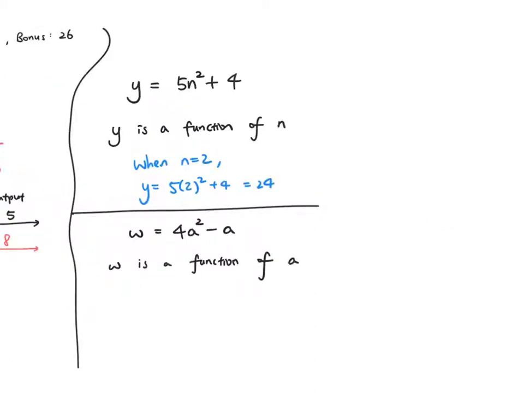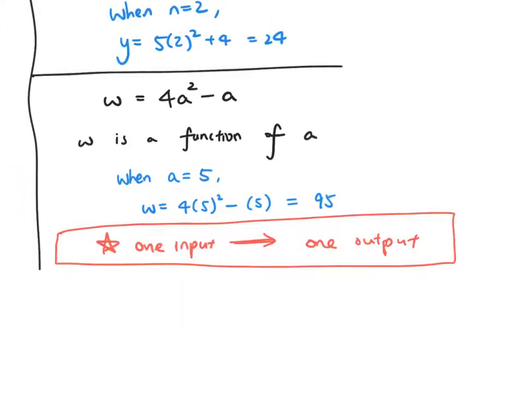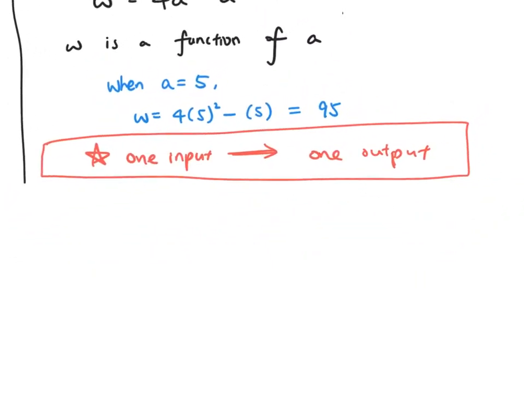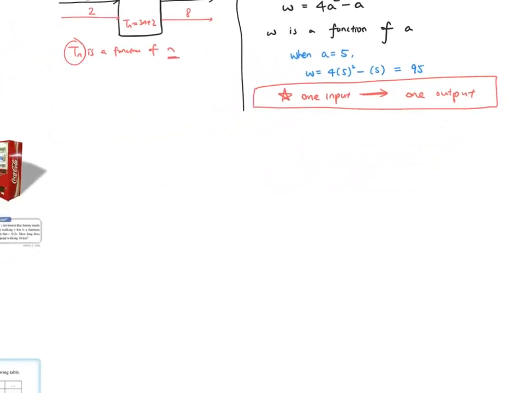Another example may be like w equals to 4a squared minus a. Then we can also say w is a function of a because when we input a certain value of a, then you get the value of w. For example, if I have the value of a as 5, then w has the value 95. So the key point for a function is that we have only one input, one output. Okay, so let's summarize. The key point is like here, one input, one output, then we say that this is a function.